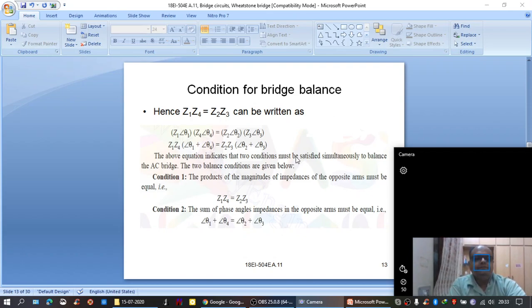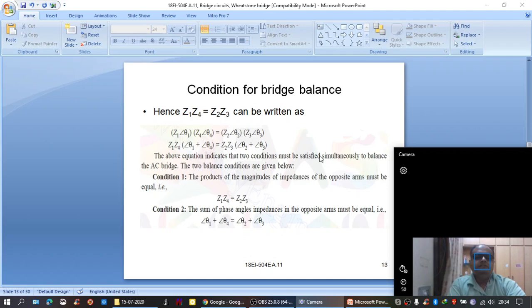For an AC bridge, the product of the magnitudes of the impedances in the opposite arms should be equal, and the sum of the phase angles of the impedances in the opposite arms should be equal. These two conditions are to be satisfied for an AC circuit. Right. This is all about condition for bridge balance. This is a very important concept.